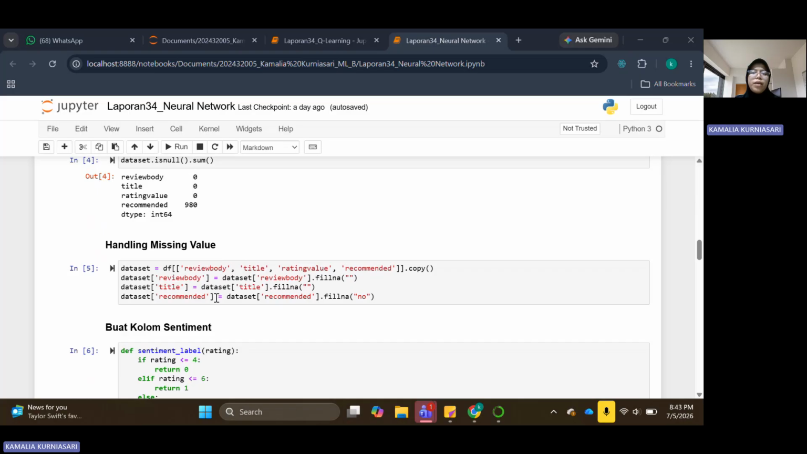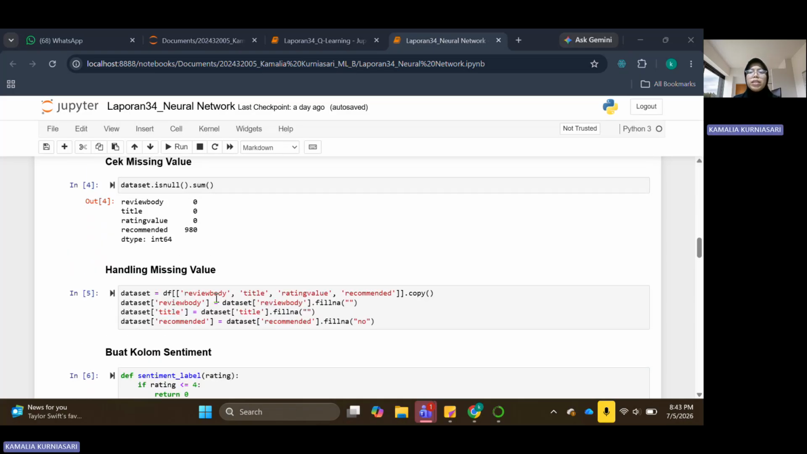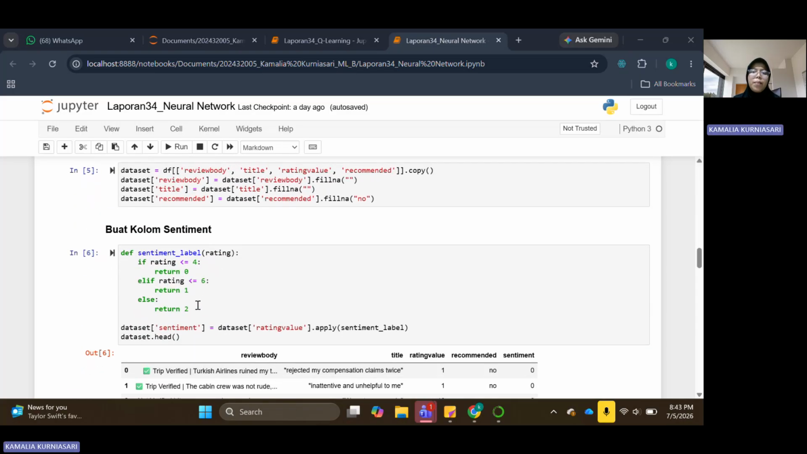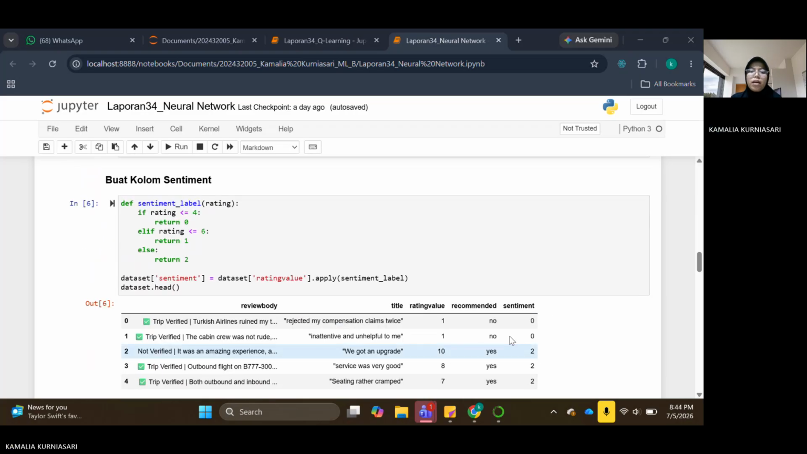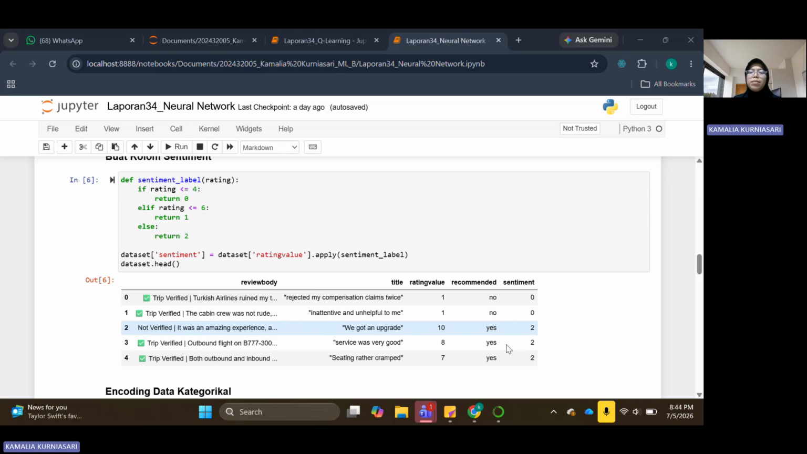After that, I performed feature engineering by creating a new column called sentiment based on the rating value. The sentiment categories were rating 1 to 4 as negative, labeled as 0, rating 5 to 6 as neutral, labeled as 1, and rating 7 to 10 as positive, labeled as 2. This new feature helps the model better understand customer opinions.